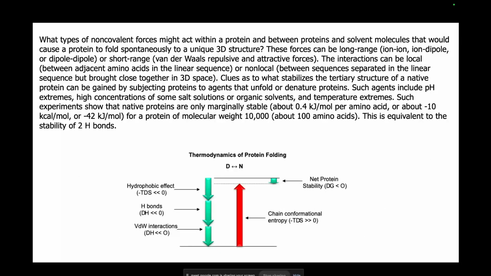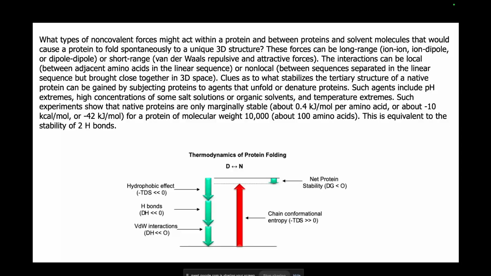Right. Now, if you ask in general what forces act within a protein and between proteins and solvent molecules that would cause a protein to fold spontaneously to a unique 3D structure, what are the forces involved? It can be a host of things. It can be long range interactions like ion-ion, ion-dipole, dipole-dipole, charged interactions. It can be short range, van der Waals forces and other attractive forces.